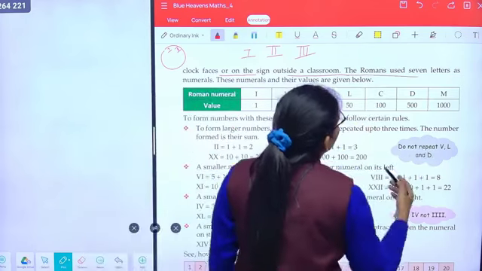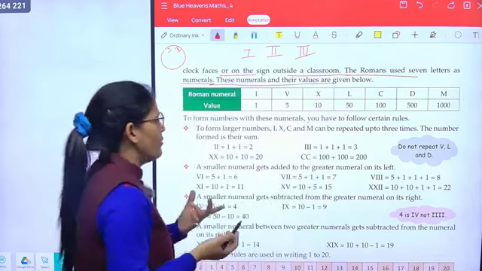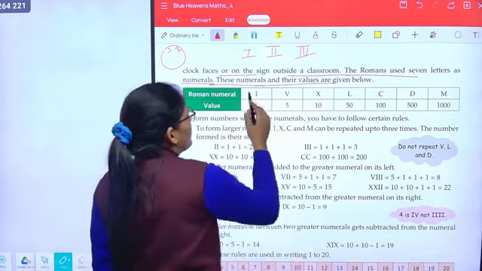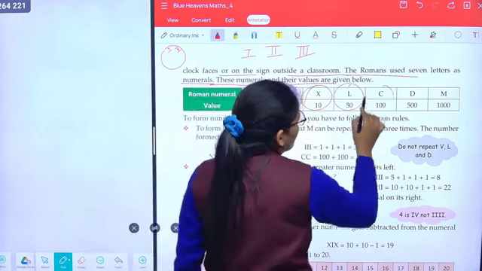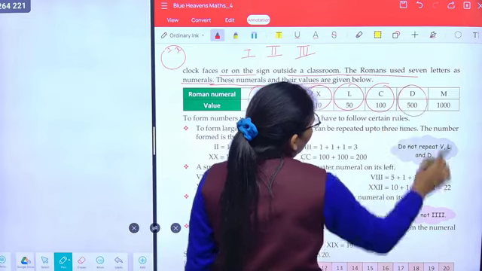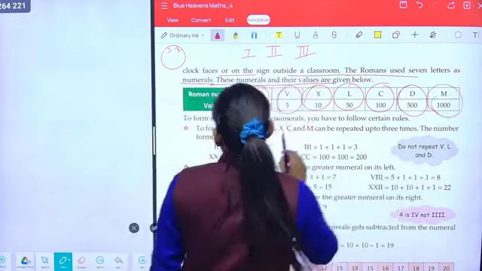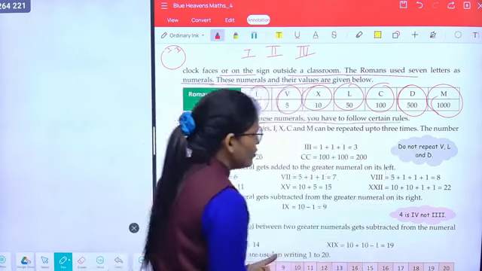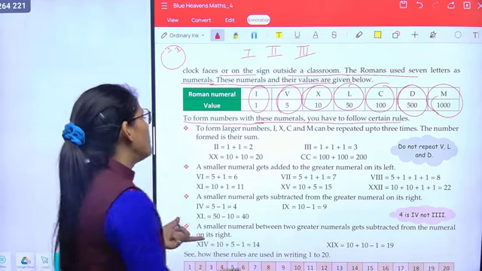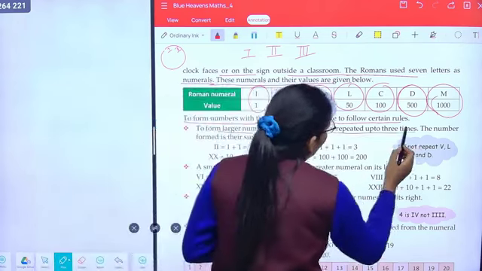The Romans used 7 letters as numerals. These numerals and their values are given below. So, I is for 1, V for 5, X for 10, L for 50, C for 100, D for 500, M for 1000. Now, to form numbers with these numerals, you have to follow certain rules. To form a larger number, a numeral can be repeated up to 3 times.